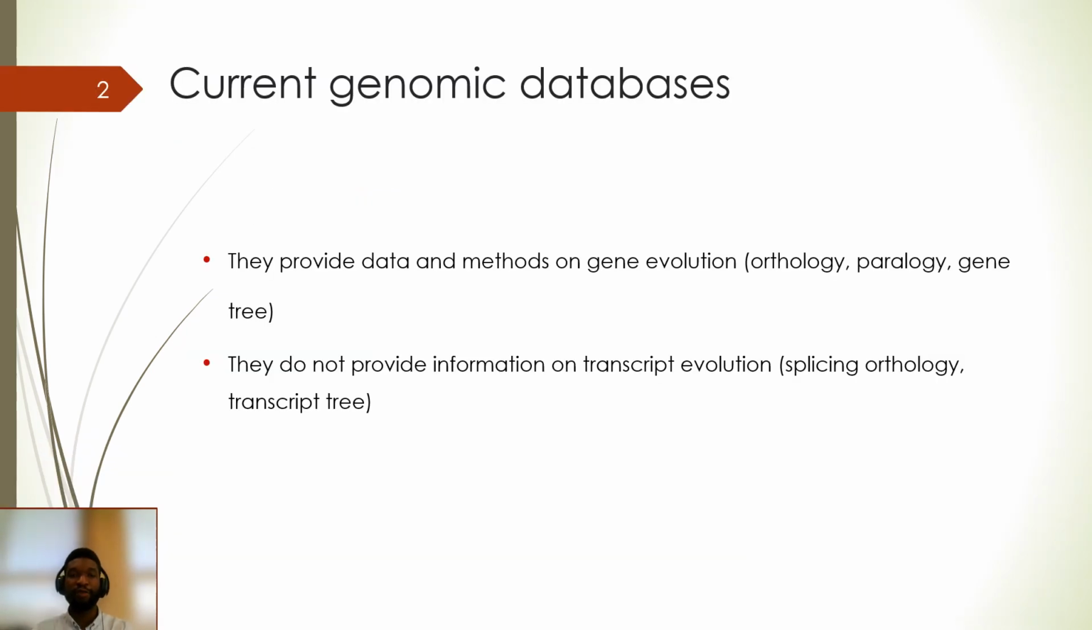The interest of orthology between genes has led to the development of several genomic databases. They provide data and methods on gene evolution. We can retrieve information about the different types of relationships between genes, like orthology, paralogy, and gene trees. Otherwise, they do not provide information on transcript evolution, such as splicing orthology or transcript trees.